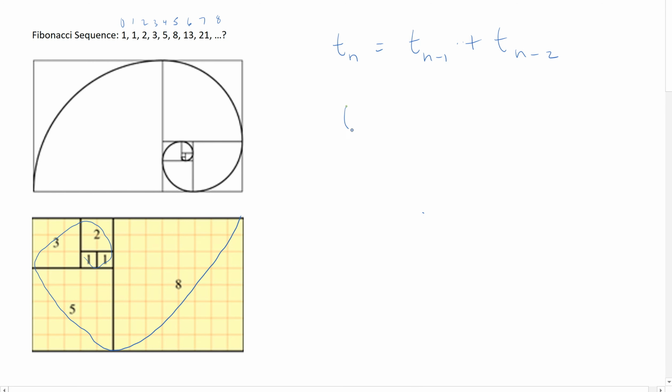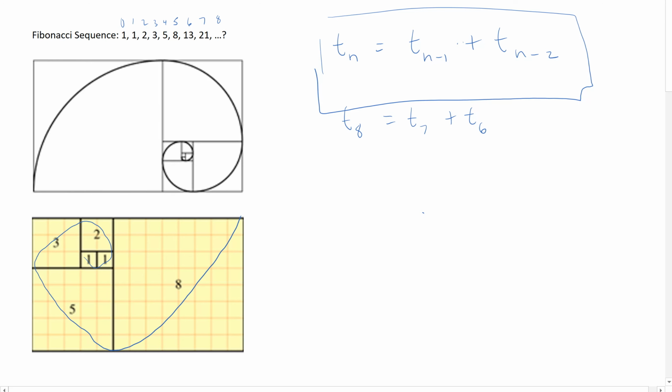So now we can find t8 if we have t8 minus 1, t7, plus t8 minus 2, t6. Because we have t6 and t7, we're able to calculate t8. If we only had this recursive formula and nothing else, we would not be able to generate new numbers if we didn't have previous numbers in the sequence.